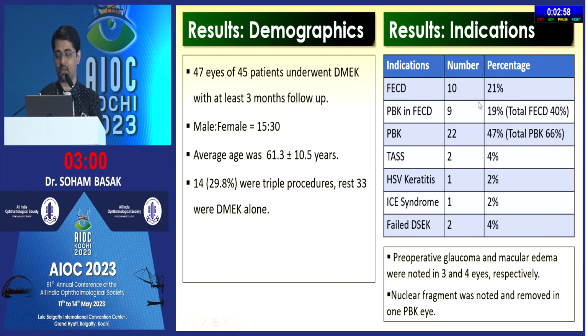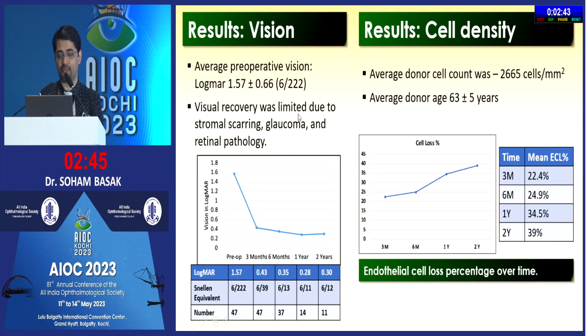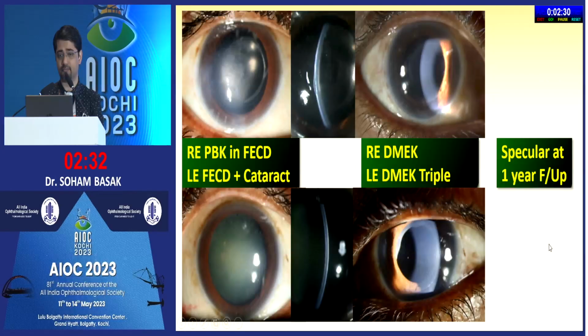Indications: Fuchs alone was 21%, and then we have around another 20% of Fuchs with PBK. PBK due to other causes was 47%. The rest were miscellaneous causes: TASS, HSV, and failed DSEK. The vision improved from logMAR of 1.57 to logMAR of 0.3 over a period of 2 years, and the cell loss reported at 2 years was 39%. This is one of the cases.